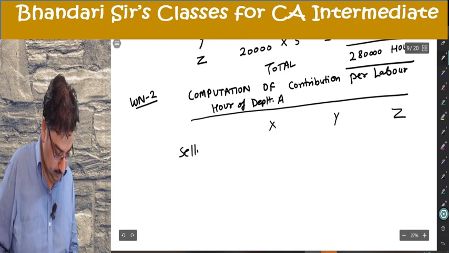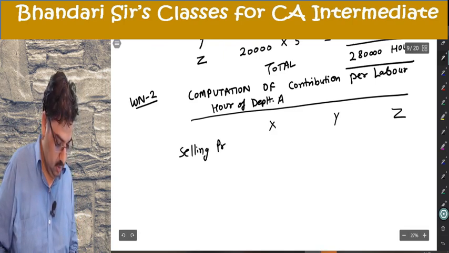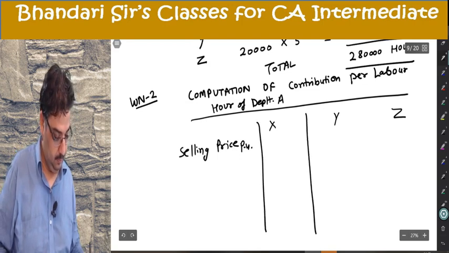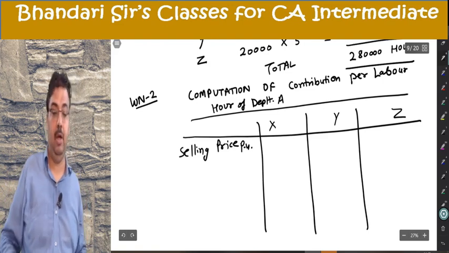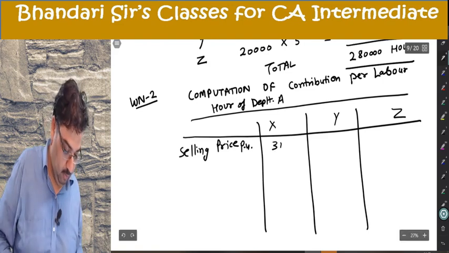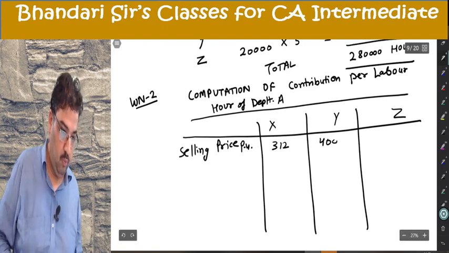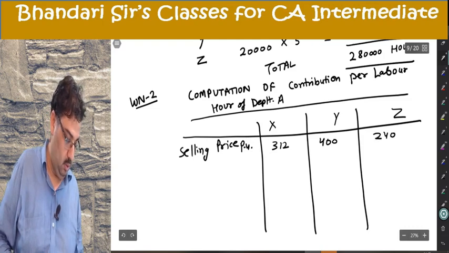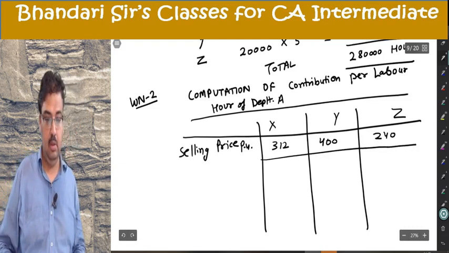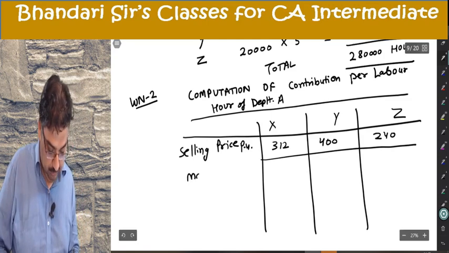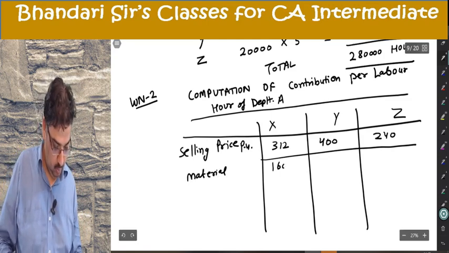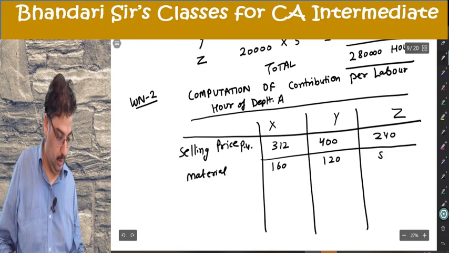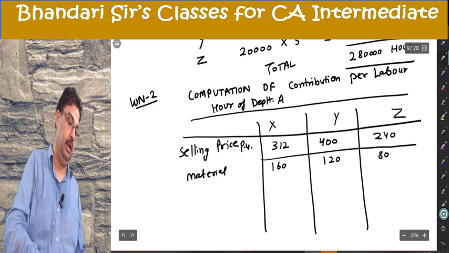Starts with selling price per unit. Selling price per unit is given: 312, 400, 240. First variable cost is material cost: 160, 120, 80, given directly.